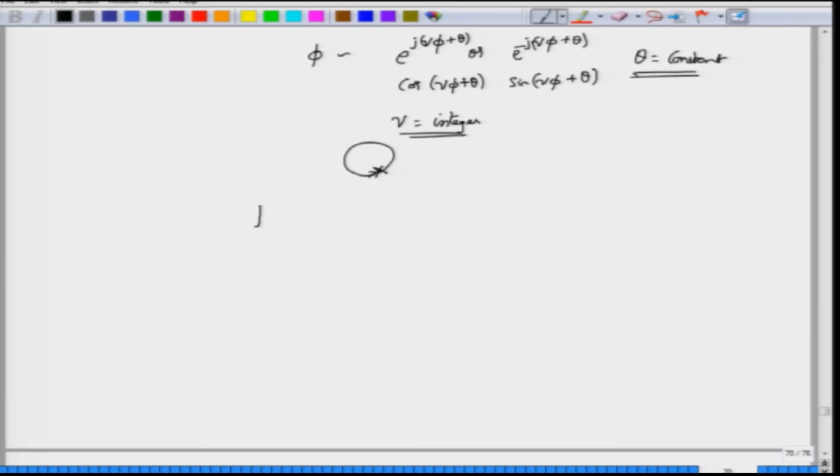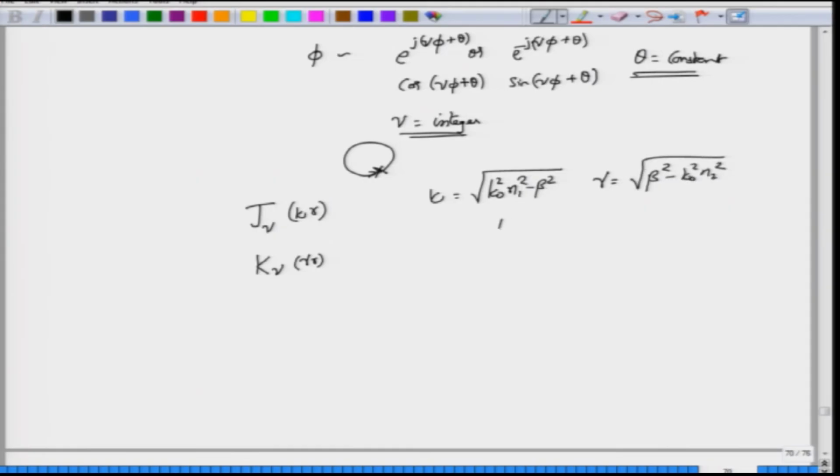In terms of R, without solving, I will claim that the solutions are going to be J nu of kappa R and K nu of gamma R, where kappa is the usual square root of k0 square n1 square minus beta square, and gamma is the usual square root of beta square minus k0 square n2 square. You can of course even define kappa A as u and gamma A as w, and then you still have u square plus w square equal to v square, where v is called the V parameter of the fiber. But what are these J nu and K nu?